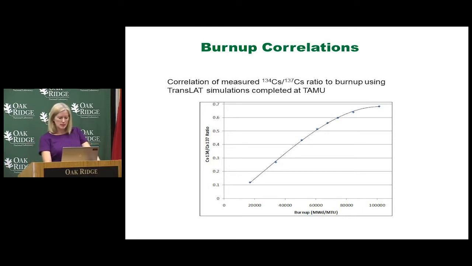Now we can take this calibration plot and say, okay, until we get up to about 60,000 megawatt days, we've got a linear relationship between the burnup in the fuel and the cesium ratio. Once we establish a calibration plot for a certain type of fuel, we can come back to it, and let's say we measured a 0.4 ratio of cesium-134 to 137. We come over here, and we can say the fuel was burned for about, say, 47,000 megawatt days.